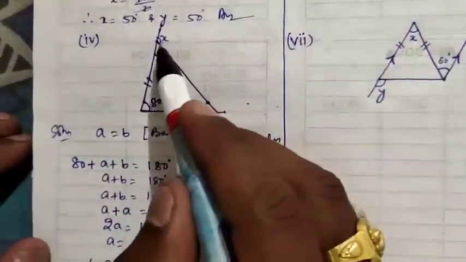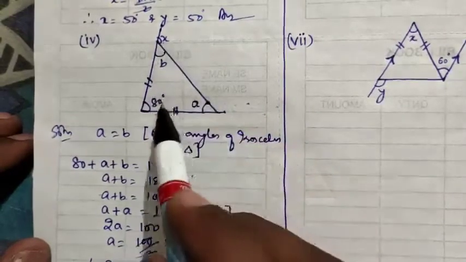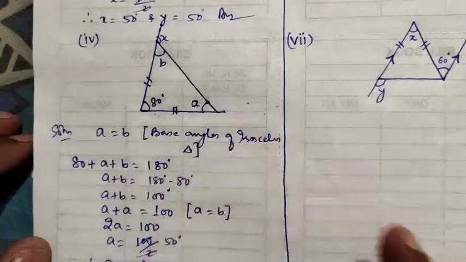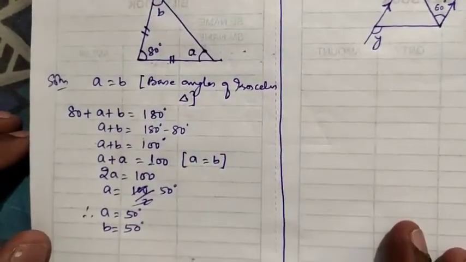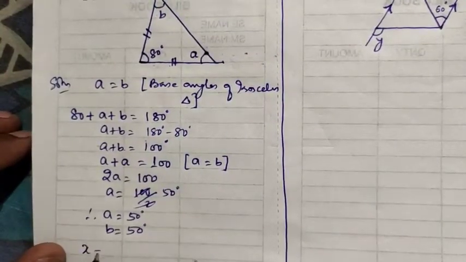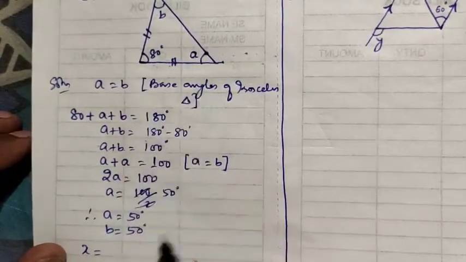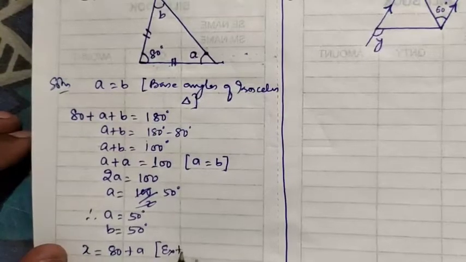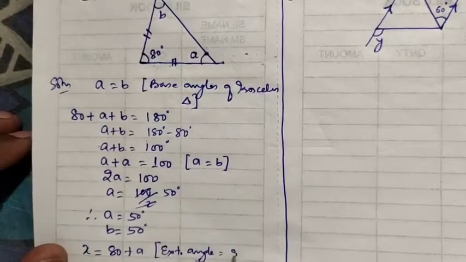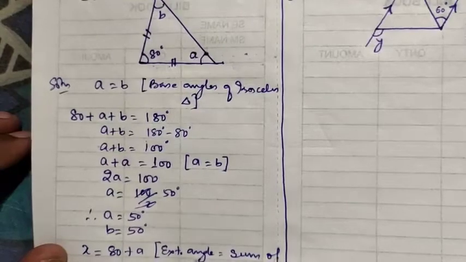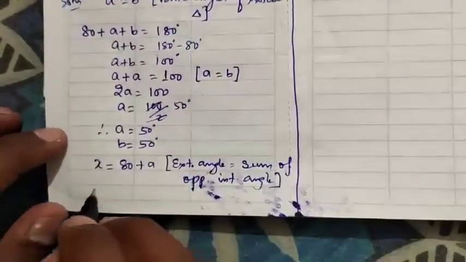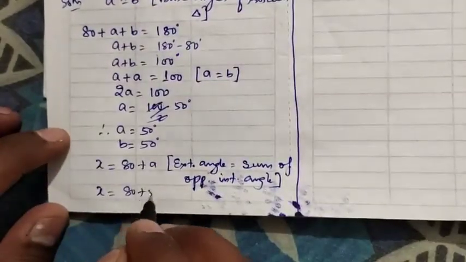We can see here x is the exterior angle, and how can we calculate the exterior angle? We learned the property in the last exercise, that the exterior angle is equal to the sum of the two interior angles. It means 80 plus A. Give the reason: exterior angle is equal to sum of opposite interior angles. I have given the reason here also. x is equal to 80 plus 50.